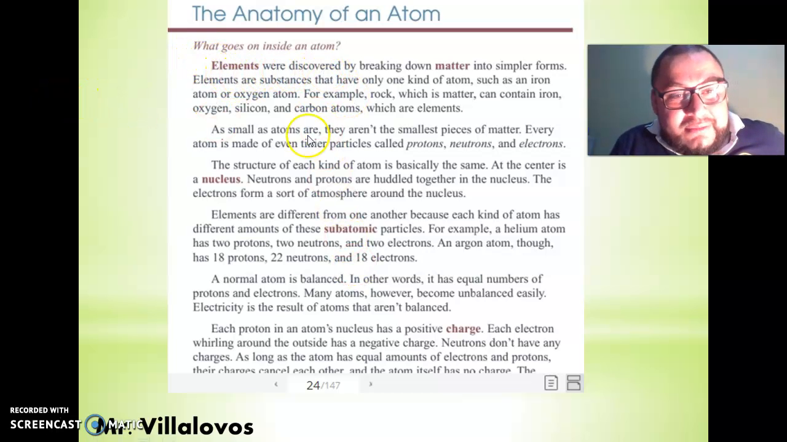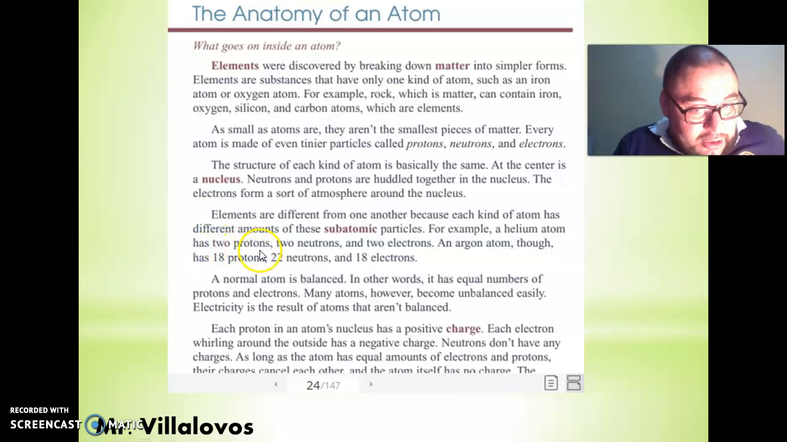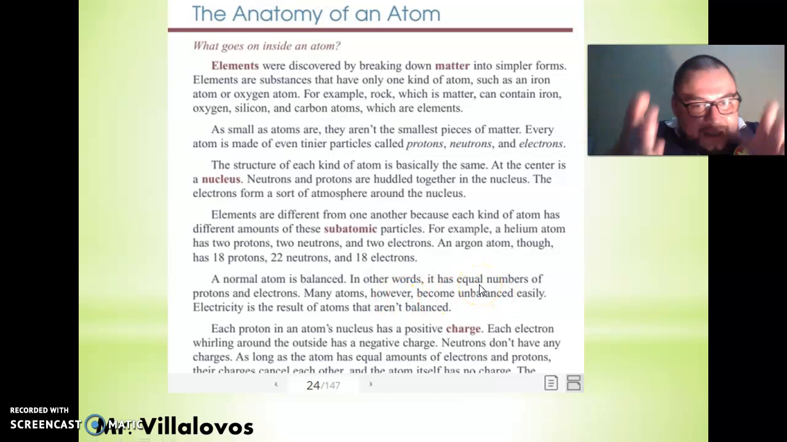Elements are different from one another because each kind of atom has different amounts of these subatomic particles. For example, a helium atom has 2 protons, 2 neutrons, and 2 electrons. And argon atoms have 18 protons, 22 neutrons, and 18 electrons. A normal atom is balanced. In other words, it has an equal number of protons and electrons.